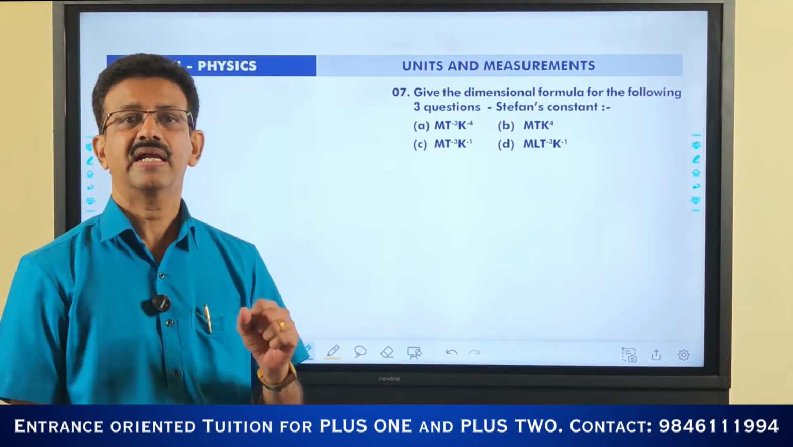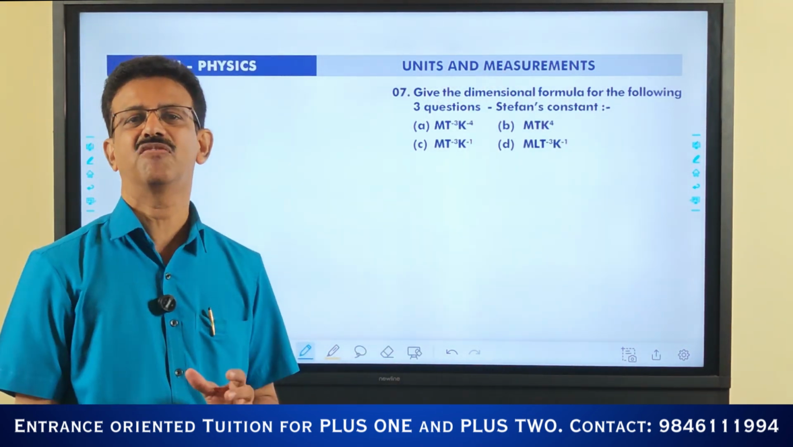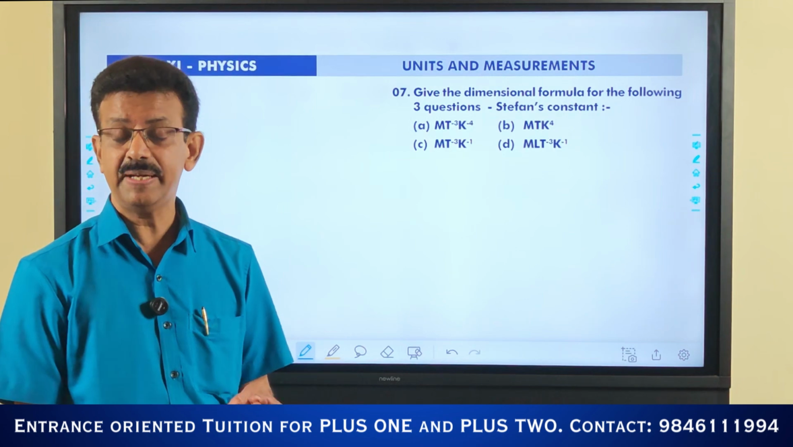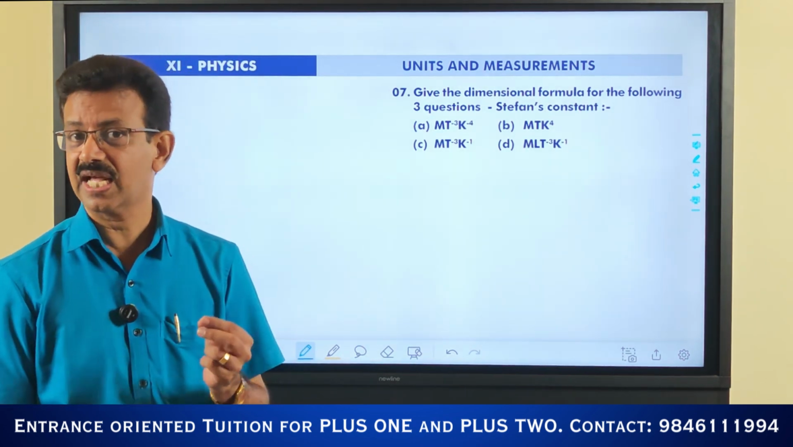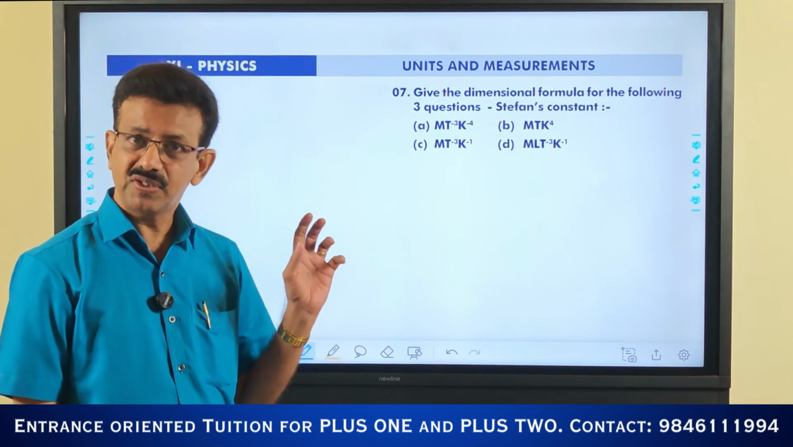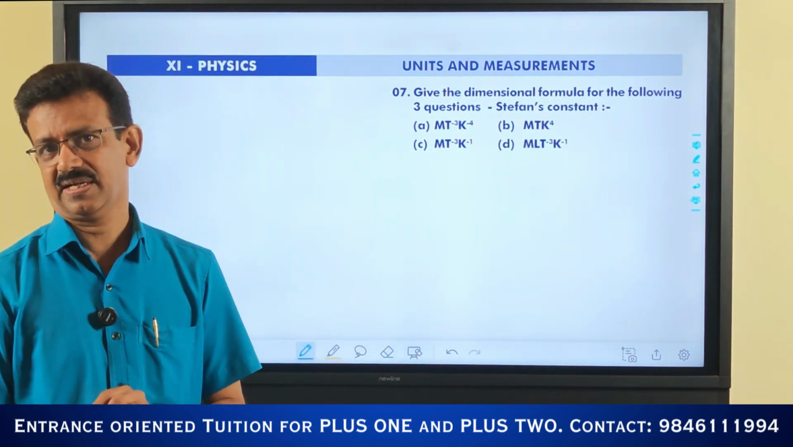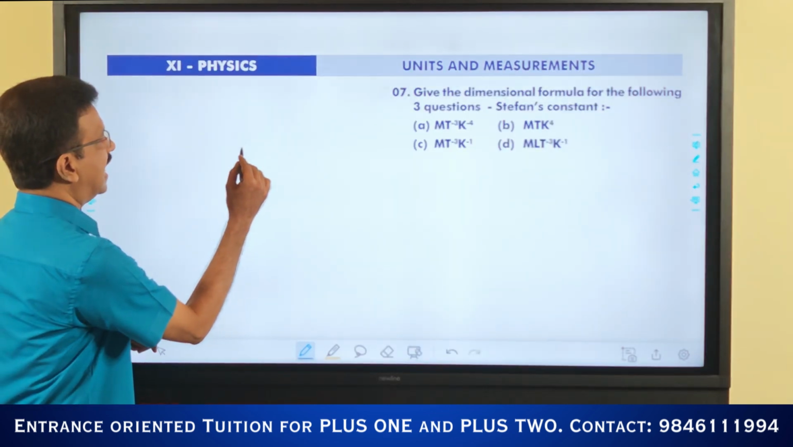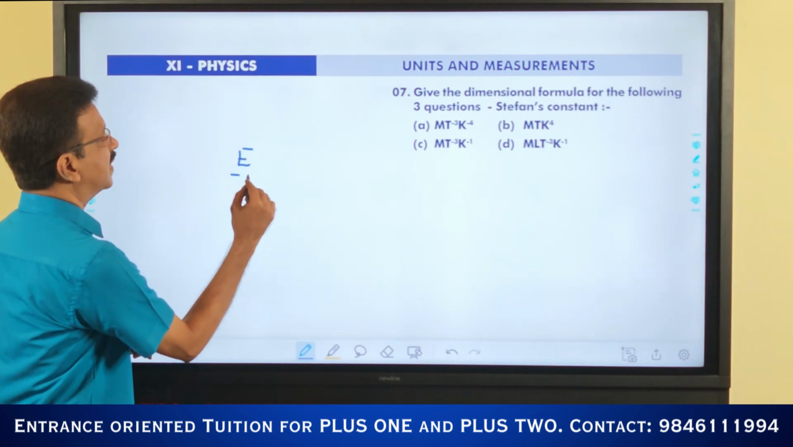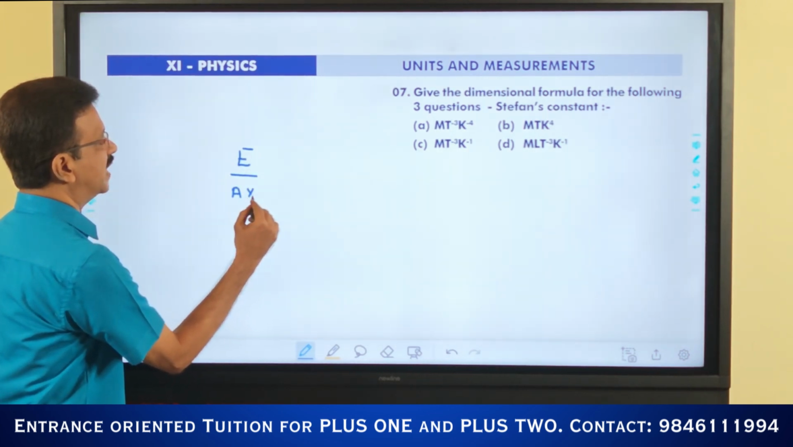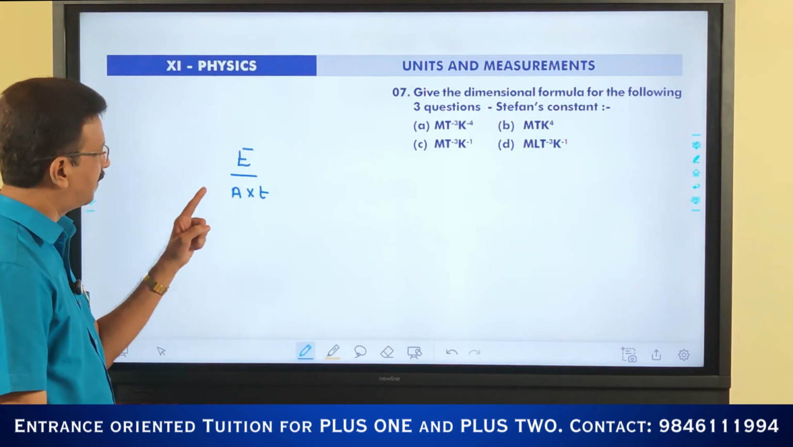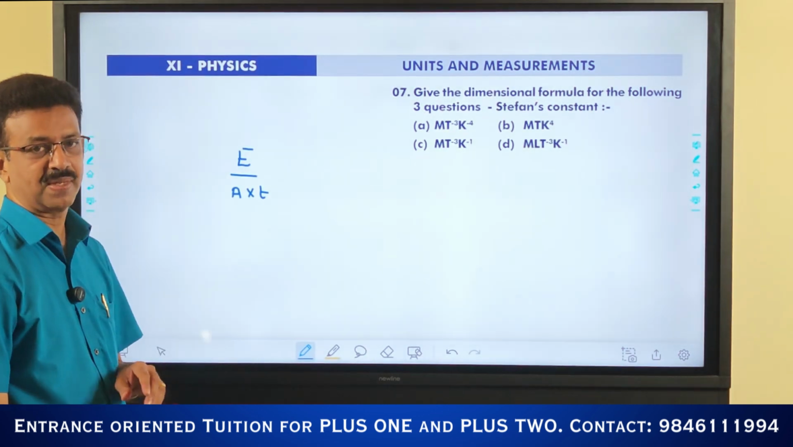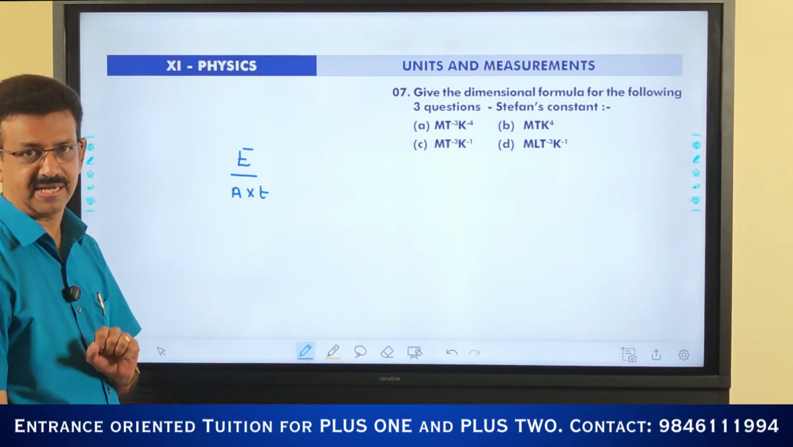Okay. Next two questions are about the dimensional formula again. We have already mentioned that dimensions of a physical quantity are the powers to which the fundamentals are to be raised. First one is about Stefan's constant. I will explain the Stefan's law first. The energy radiated from unit area in unit time. Energy per unit area in unit time. Energy divided by area divided by time. This is called radiant emittance.